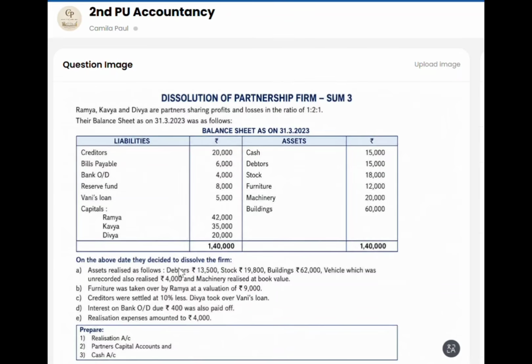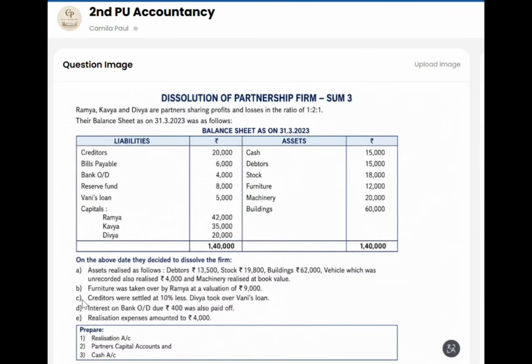Now, under these assets, furniture is not mentioned under the assets realized. So the second adjustment says furniture was taken over by Ramya at a valuation of rupees 9,000. So one asset, furniture, is not realized, but it is taken over by the partner. So it will be transferred to Ramya's capital account, on the credit side of the realization account.